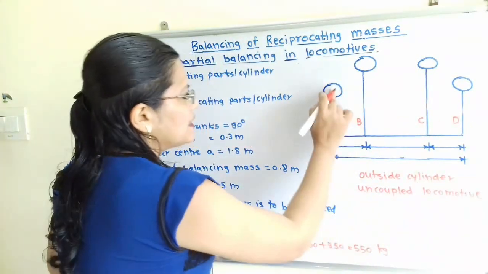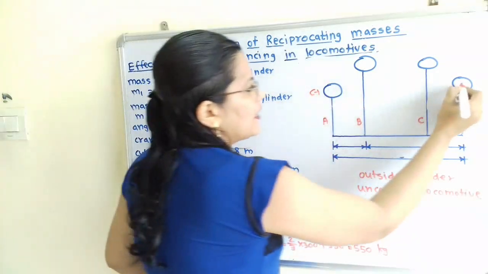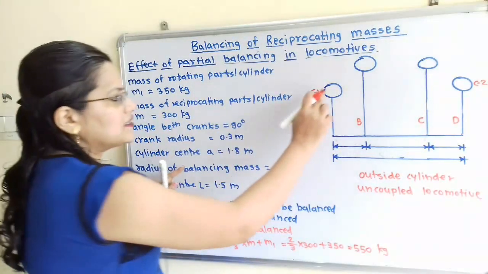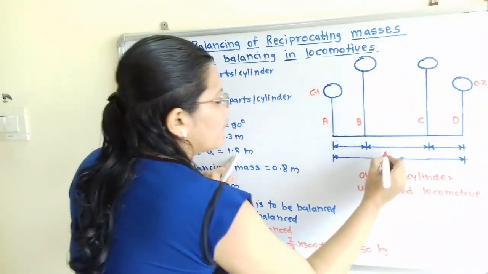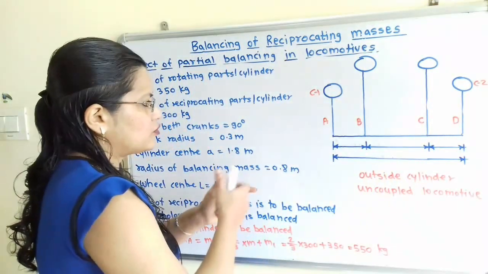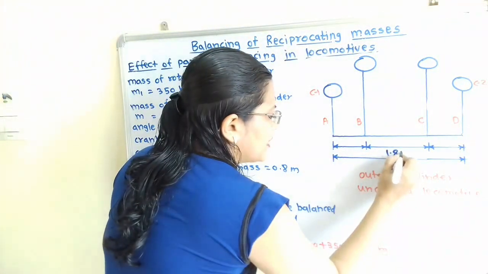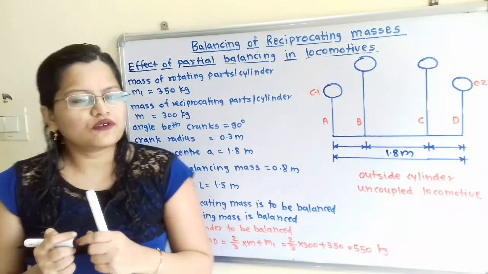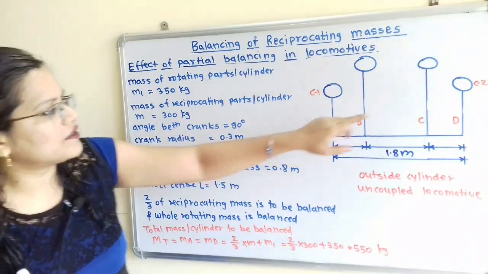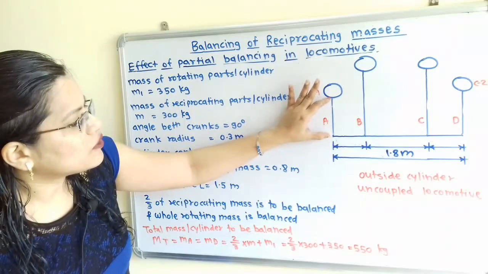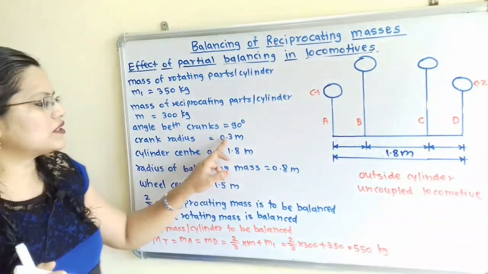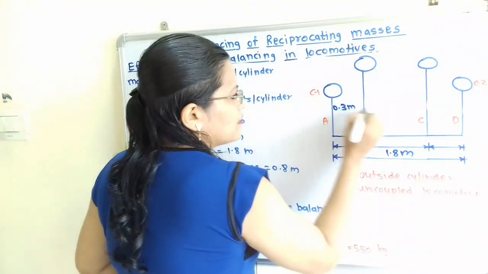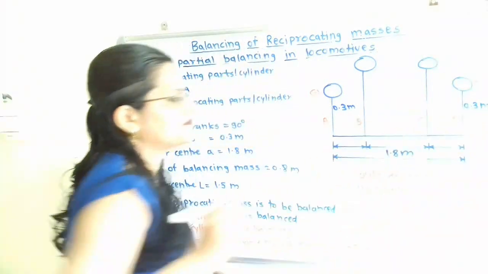Now because of outside cylinder, this is cylinder 1, C1, and this is cylinder 2, C2. Now here cylinder center, that is the distance in between these two cylinders, is given 1.8 meter. So I will mention here 1.8 meter. Now the crank radius 0.3 meter. So we have to show this crank radius for this cylinder 1 and cylinder 2. So we have to draw this vertical line in proportion to this 0.3 meter. So I will mention here, it is given 0.3 meter and here also 0.3 meter.